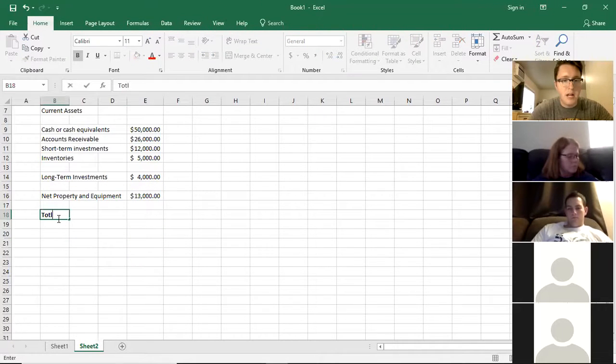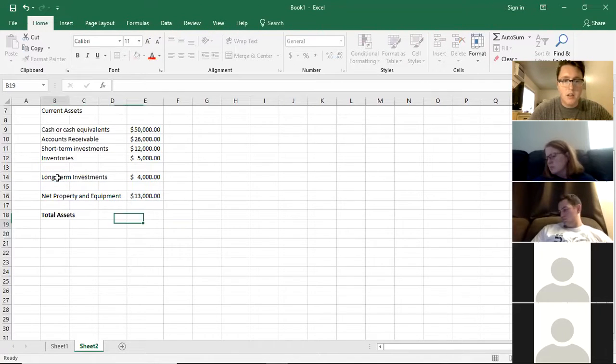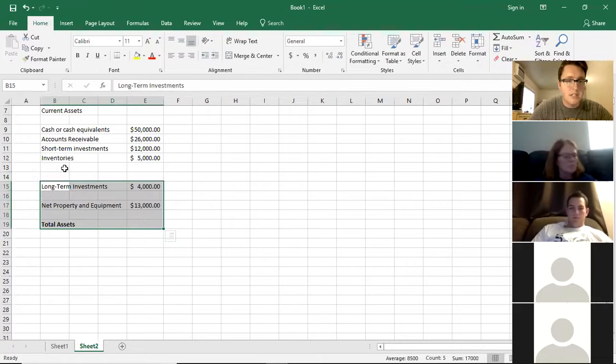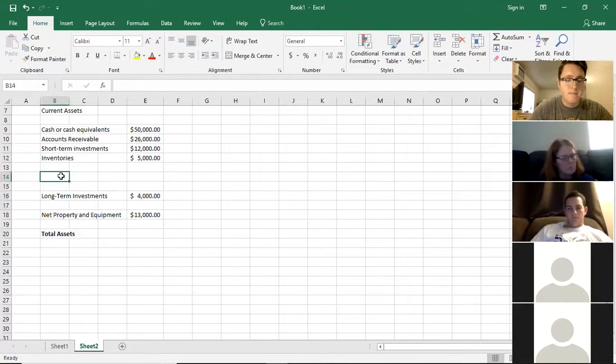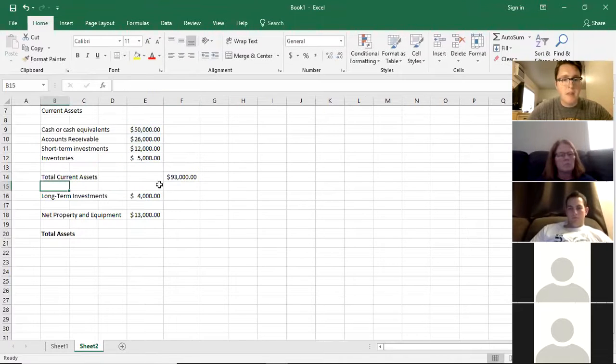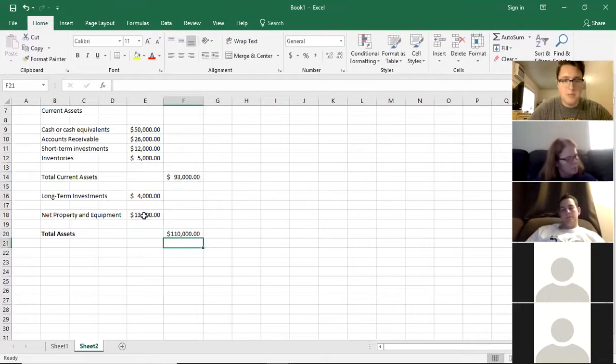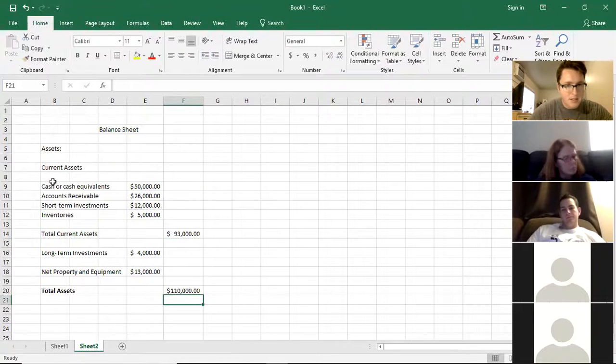Okay, and then you're going to list total assets down here. Oh, one sec, I did forget one thing actually. Make sure that you put a total current assets in here. Okay, so your total assets will be your total current assets plus long-term investments plus property and equipment. Okay, so there's our assets side.